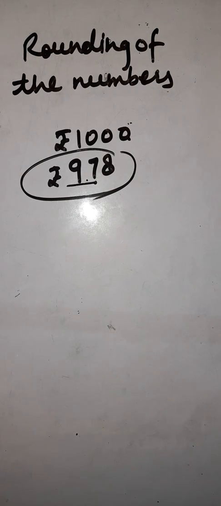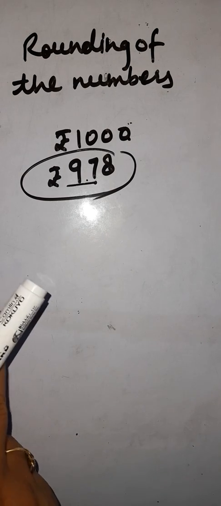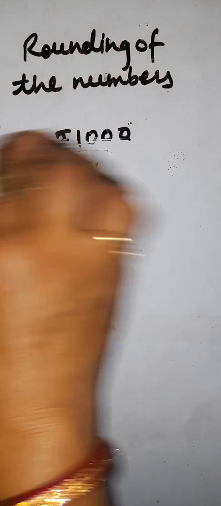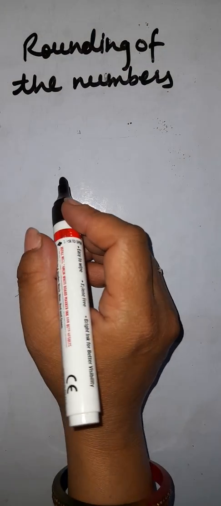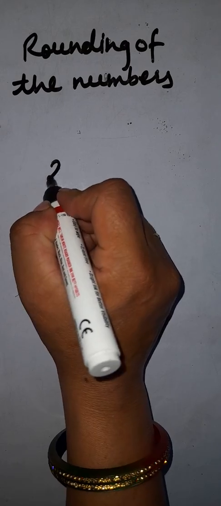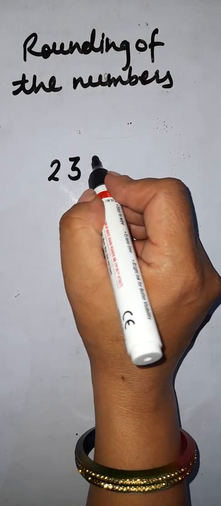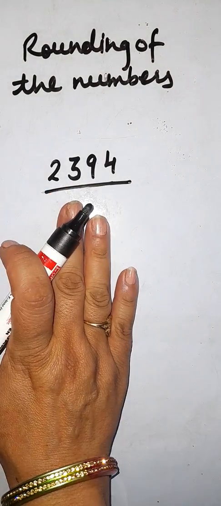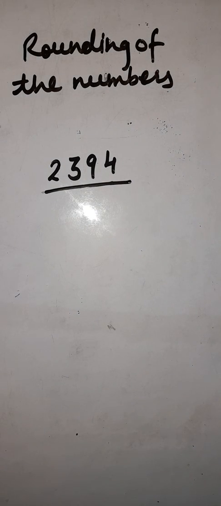Okay. And rounding of the numbers is done to the nearest 10, 100 and 1000. ये हम करते हैं nearest 10 पे, nearest 100 पे and nearest 1000 पे. Fine. So let's take an example here. Let's take an example of a 4-digit number. This is 2, 3, 9, 4. Fine. Here we have the example. Whenever we have to round off this number in the tens, 100 and 1000 place.